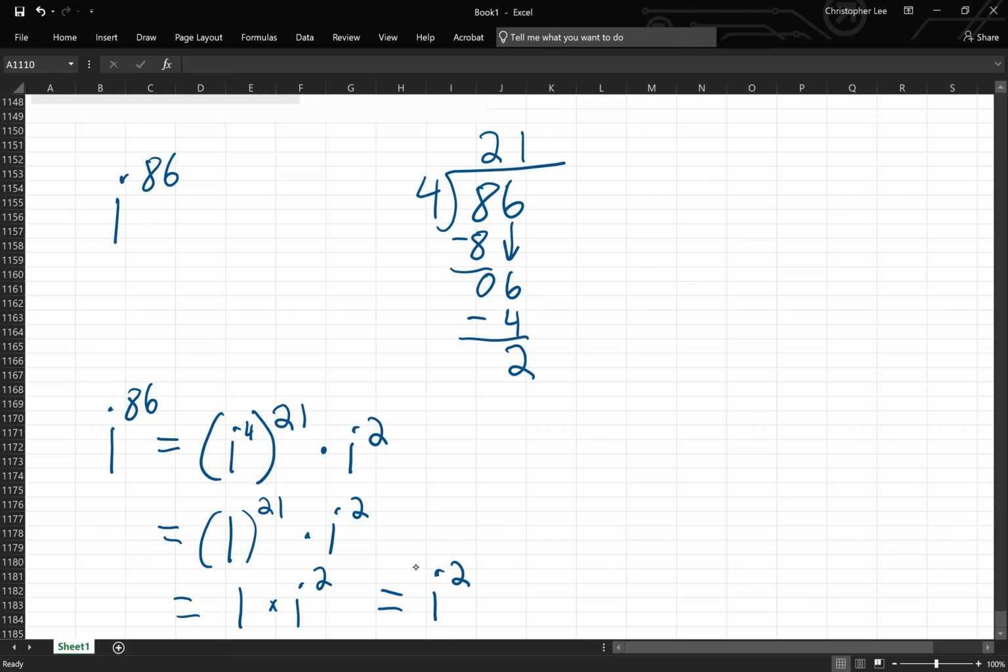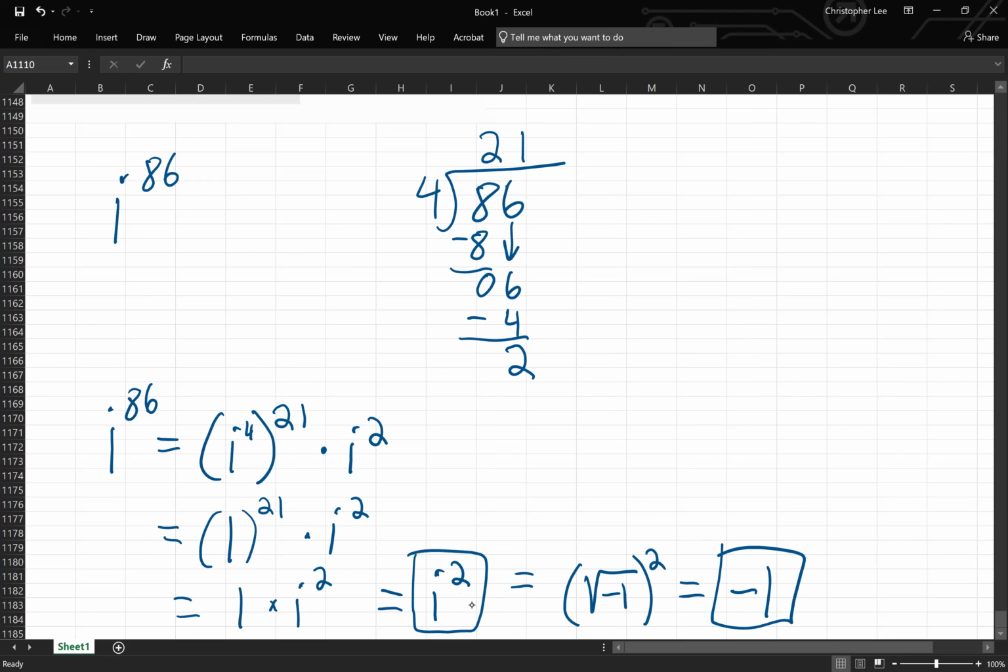All right. So technically speaking, this is my answer, but I could go a step further because remember, what is i to the second? i to the second is the square root of -1 squared, which is -1. So technically speaking, -1 is the final answer.